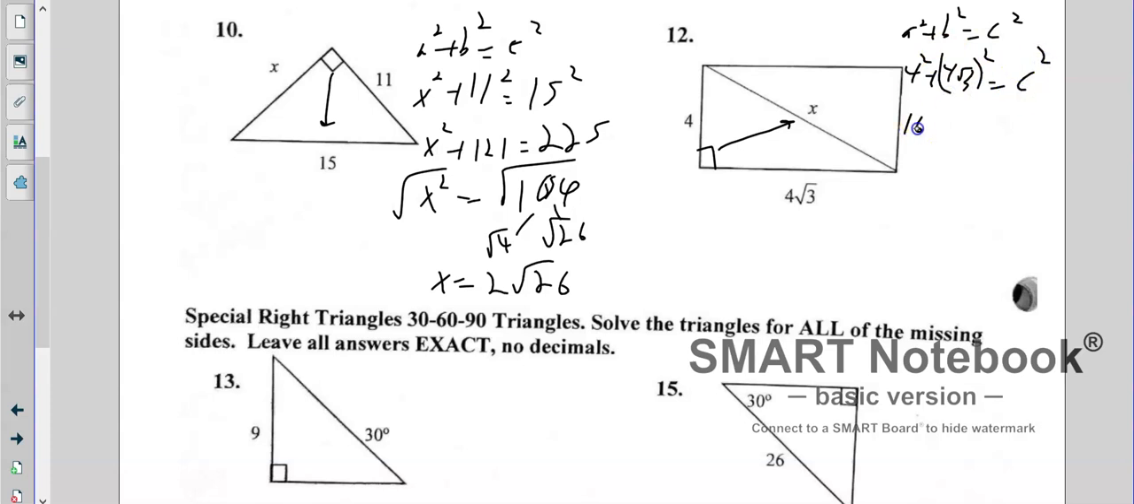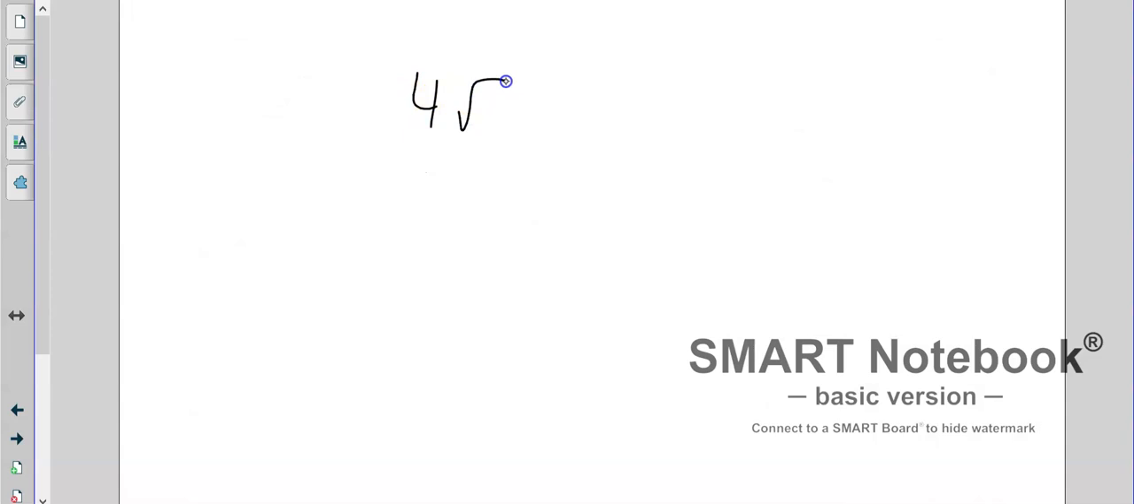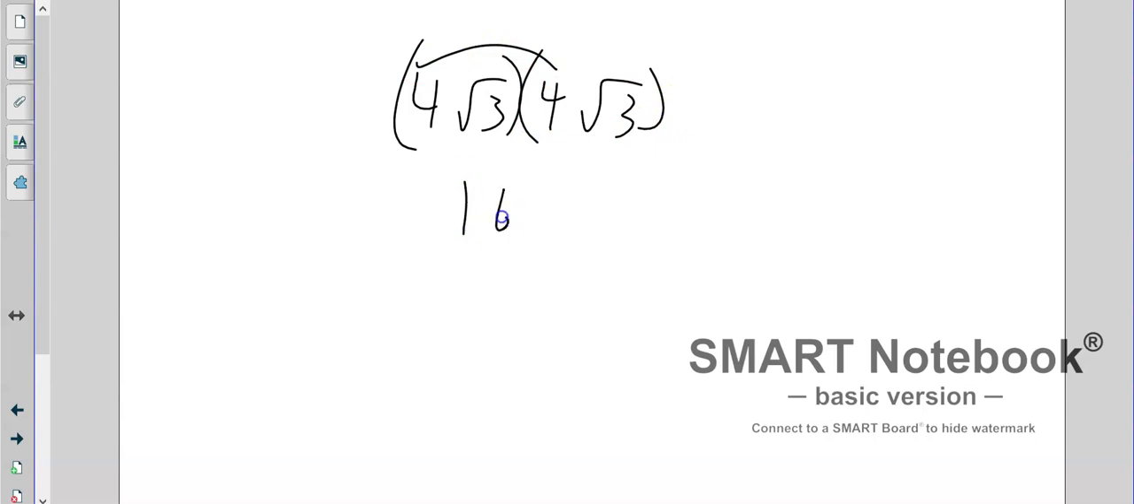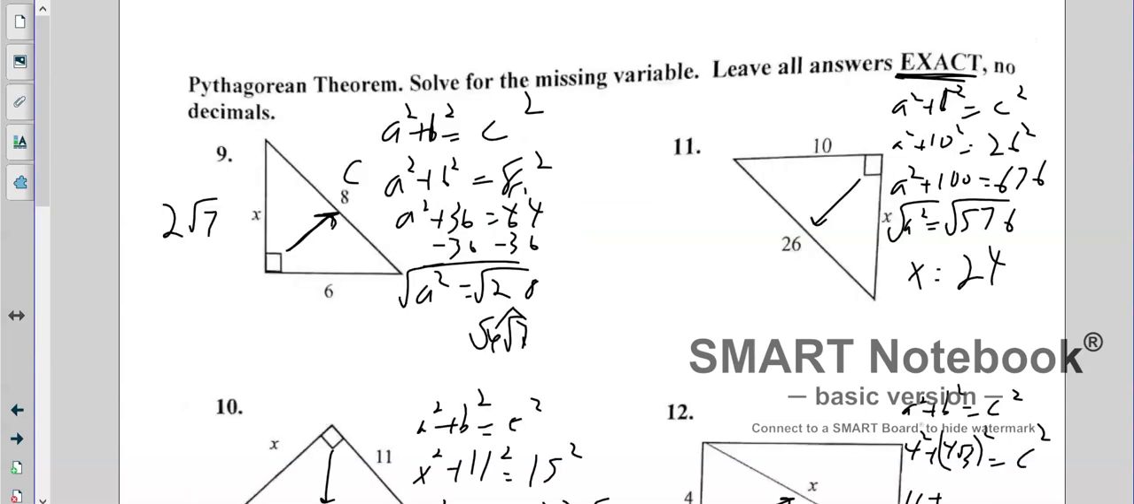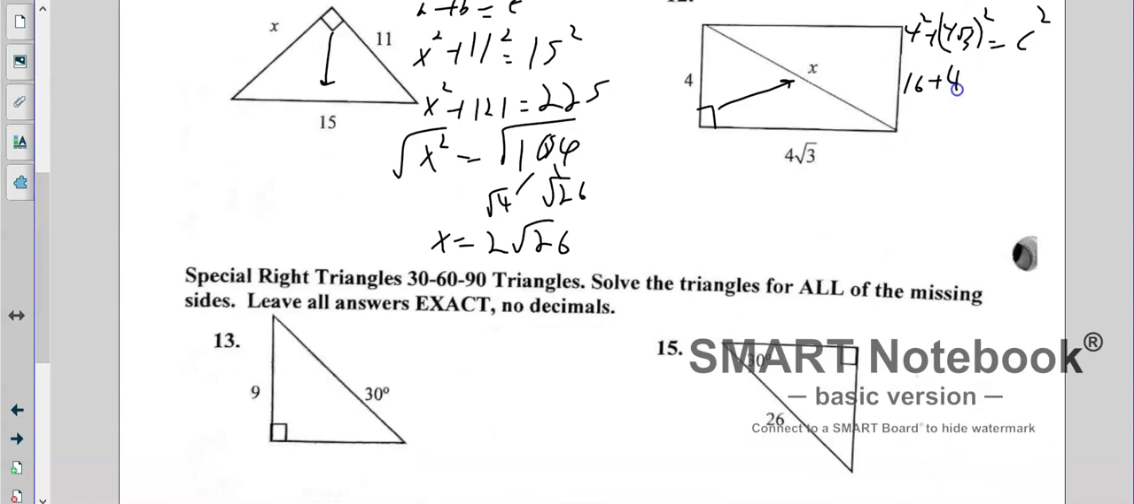Okay, 4 squared is easy. That's 16. 4 root 3, remember we did one of these before, might want to come over and do something like this. 4 times 4 is 16. This is just 3, so that's 48. Equals c squared. So 16 plus 48 is 64. Square root, we end up with a perfect square this time, again, so our answer is 8.